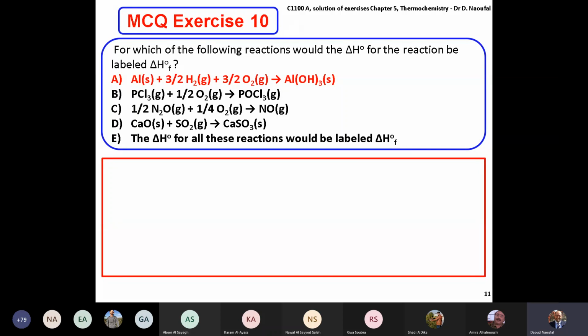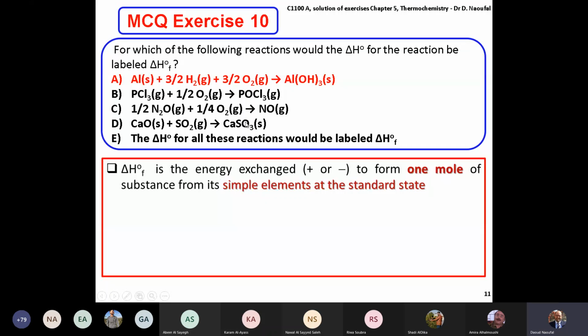So we have 2 conditions. The first, we have to form 1 mole. And the second, from the elements at the standard state. So can we eliminate any answer? In all answers, we have formation of 1 mole of AlOH3, 1 mole of POCl3, 1 mole of NO, 1 mole of CaSO3. So we cannot eliminate directly one of these answers. Now we look at condition 2. What are the simple elements?